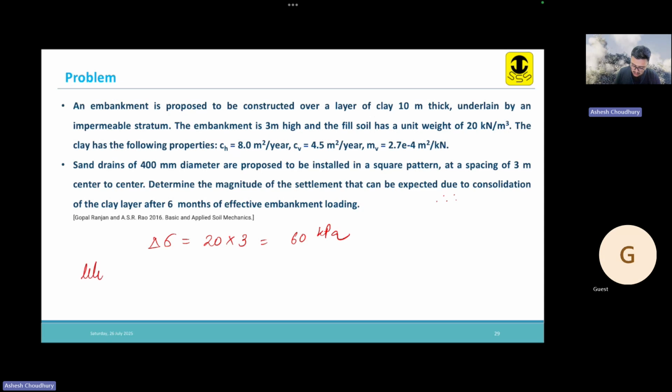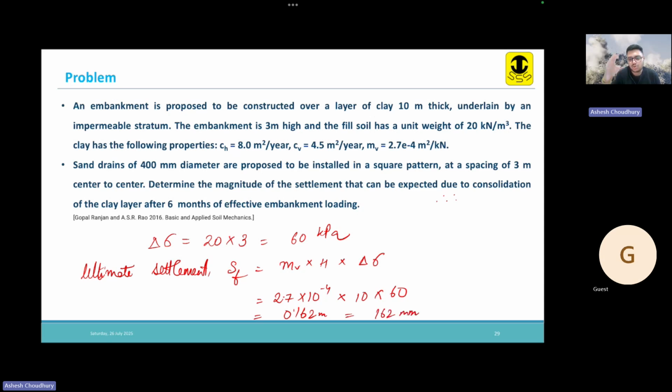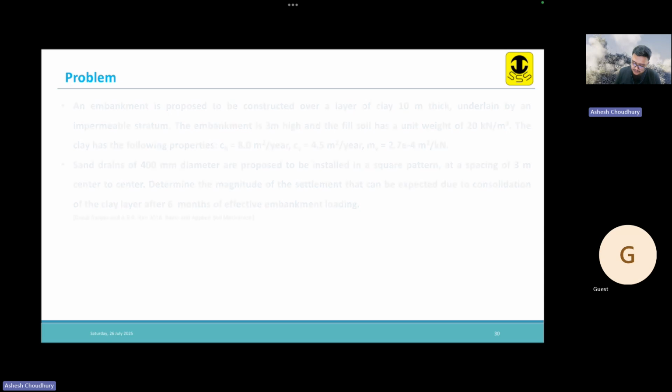Okay. So ultimate settlement Sf is mv times H times delta sigma, that is 2.7 into 10 to the power minus 4 times thickness times 60, which is 0.162 meter, which is 162 mm. This is the ultimate, the total settlement that will happen.